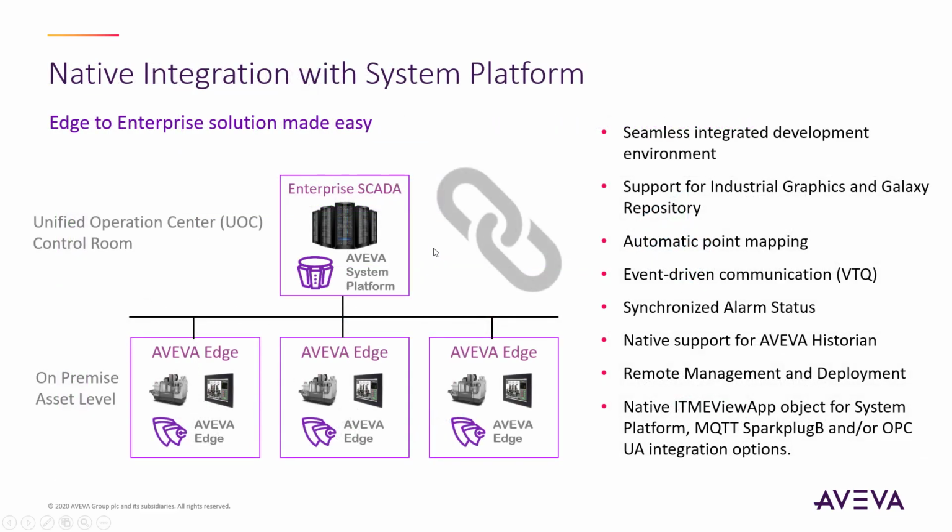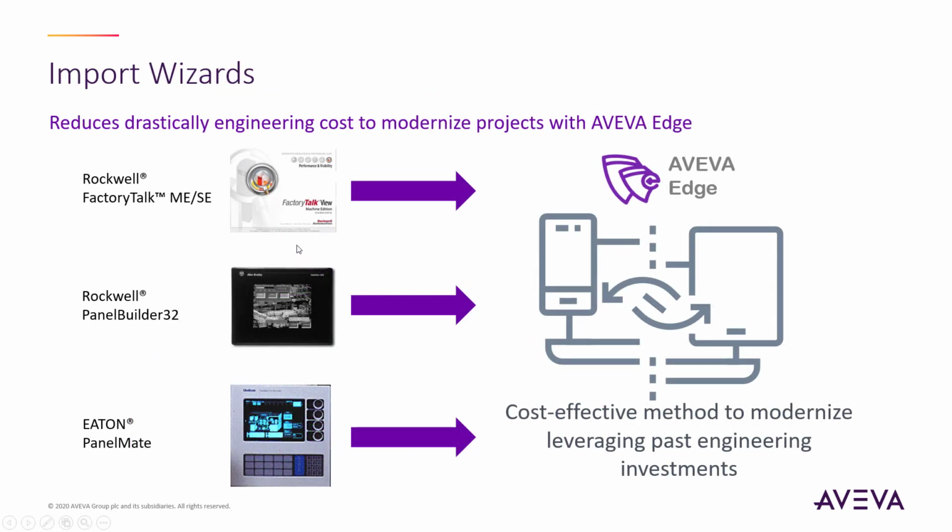And native integration with System Platform, we have a tool called the ITME View App Object to link your information, whether it be values, alarms, history, into System Platform. But in addition to that ITME View App Object, you can also use things like MQTT or OPC as well to get data to not only the System Platform but to other architectures as well.